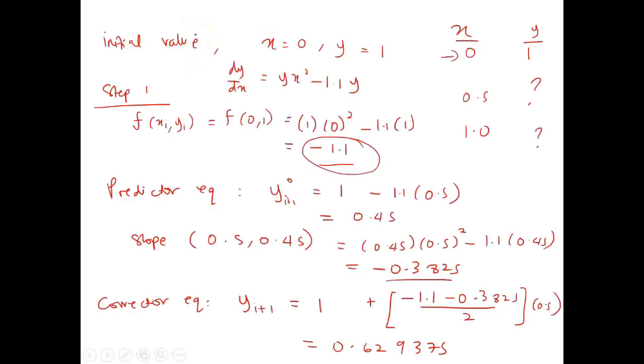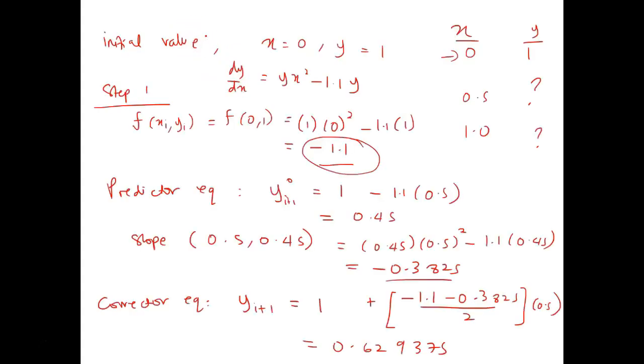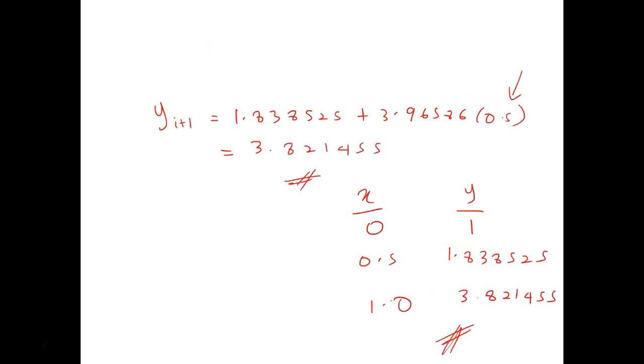You need to calculate the EA, the approximate error: current approximation minus the previous, divided by current. So the current approximation just now was 0.629375.